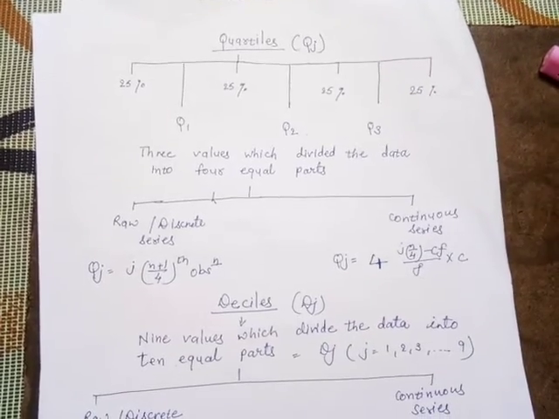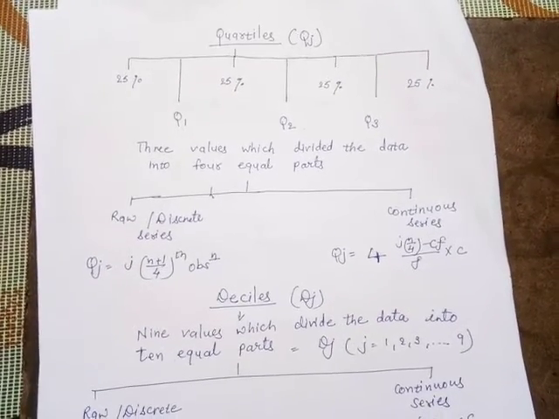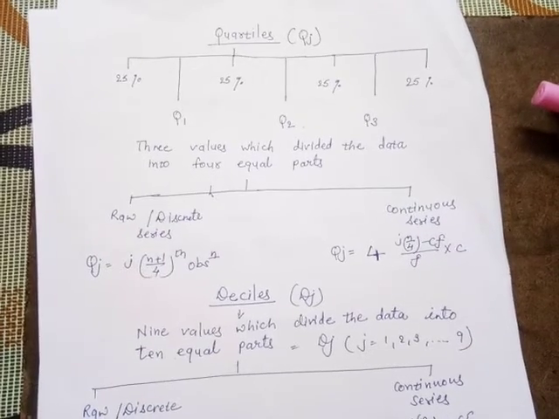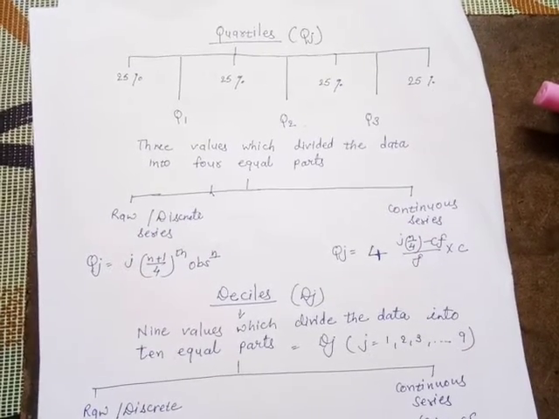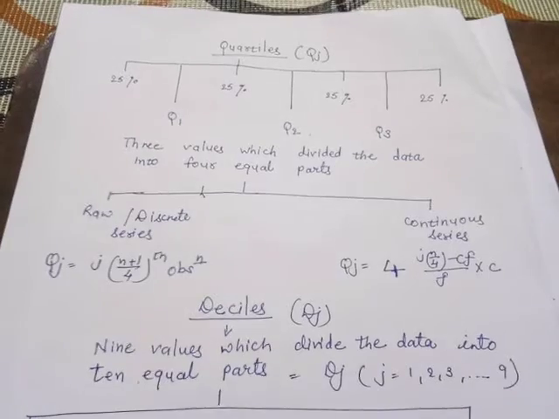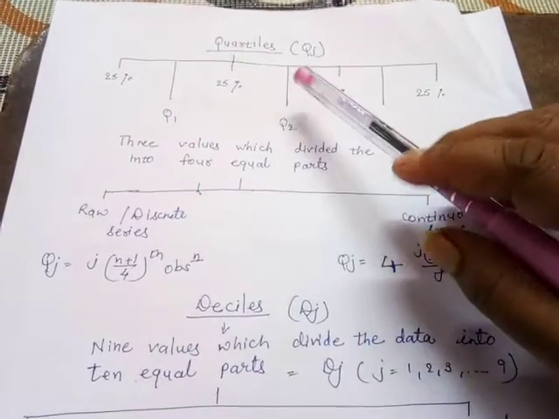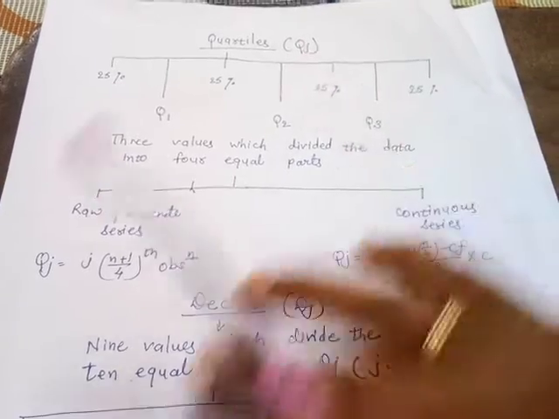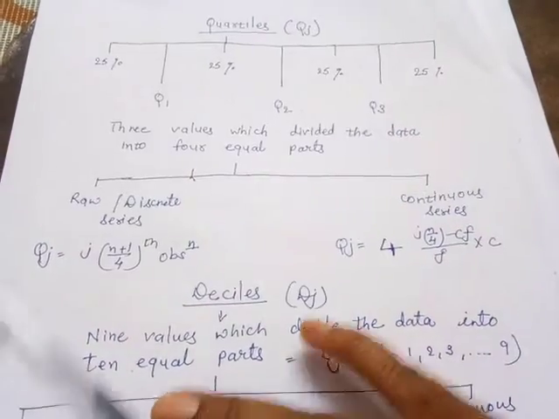Hello students, now in statistics, up till now we have seen median, right? Calculation of median for raw data, discrete series and continuous series. Now we start quartiles. First of all, quartile is denoted by Q and J means whatever value is given to find out.